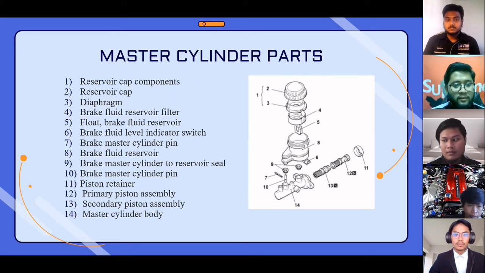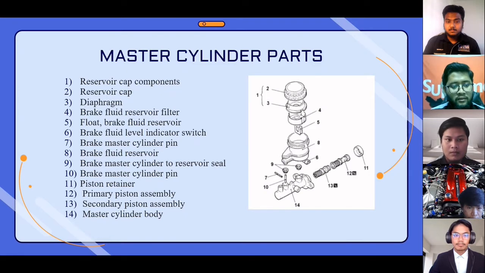Second, reservoir cap. Number 3 is diaphragm. Number 4 is brake fluid reservoir filter. Number 5 is float brake fluid reservoir. Number 6 is brake fluid level indicator switch. Number 7 is brake master cylinder pin. Number 8, brake fluid reservoir.